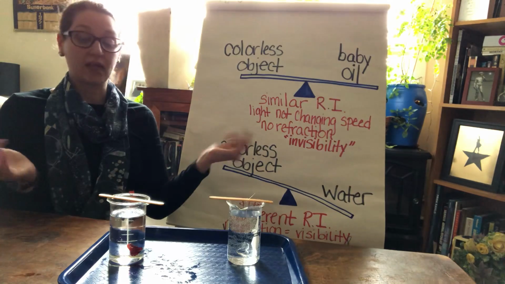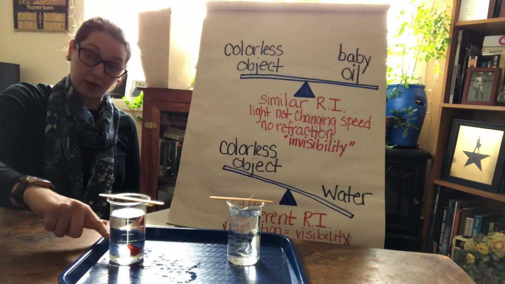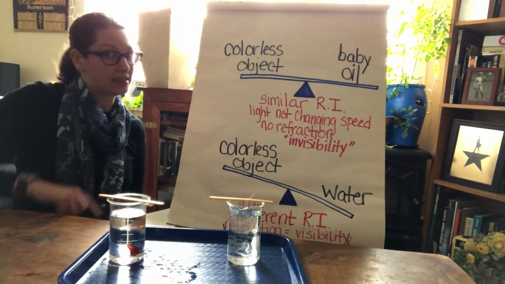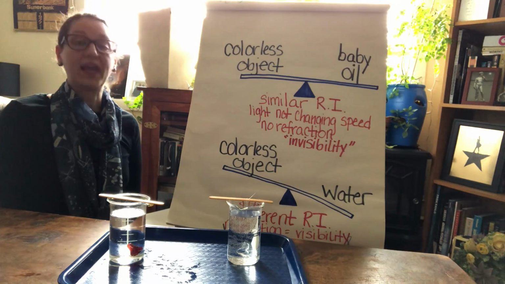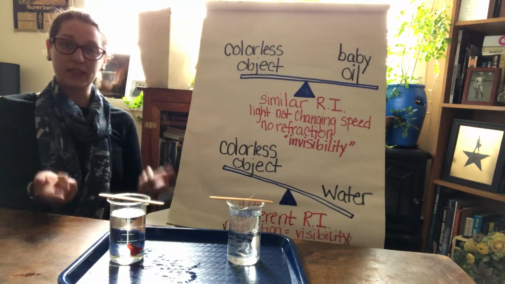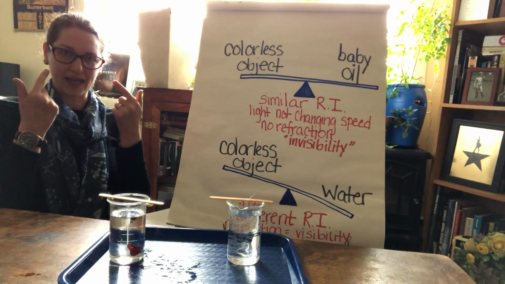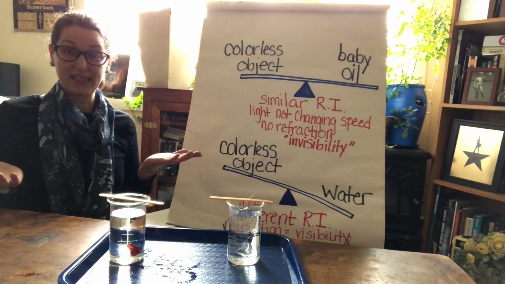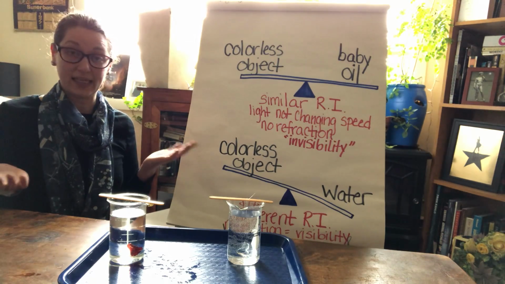And as light is moving through the baby oil and through the colorless object, it doesn't change speeds very much, and it doesn't refract or reflect very much. That means there's nothing bouncing back to our eyes. So for all intents and purposes, it's invisible to us. We just can't see it.